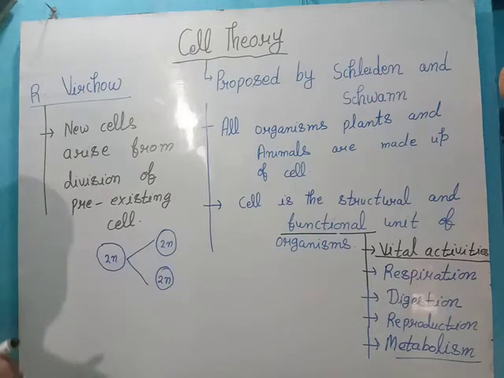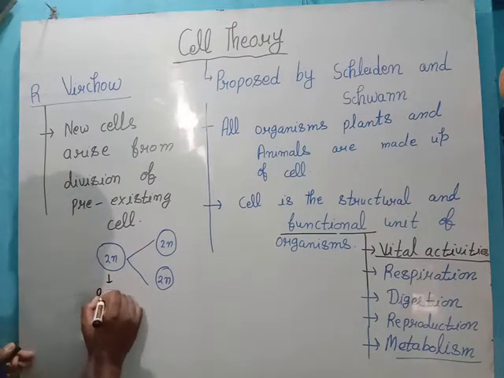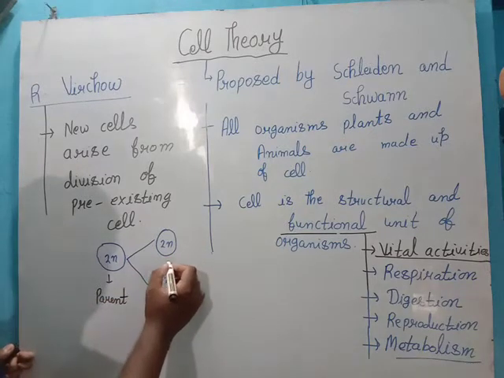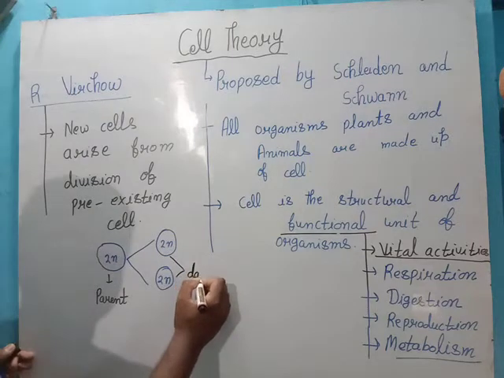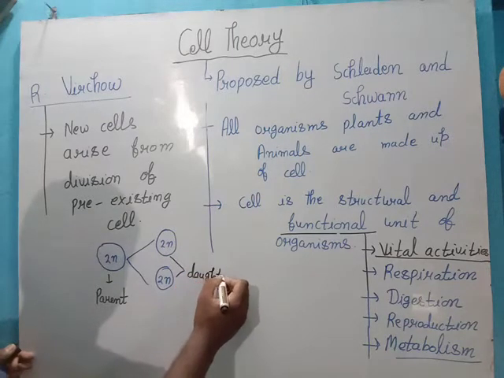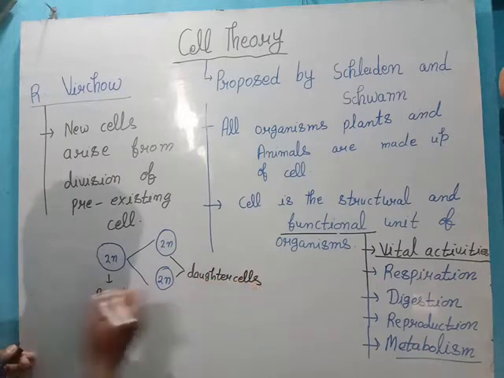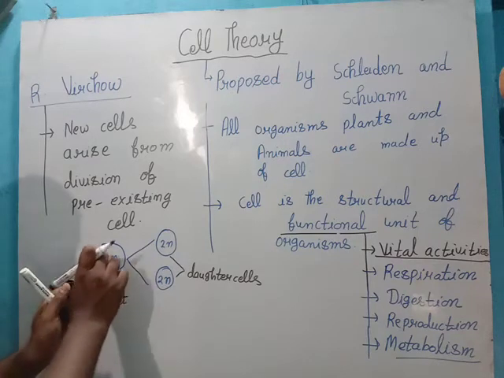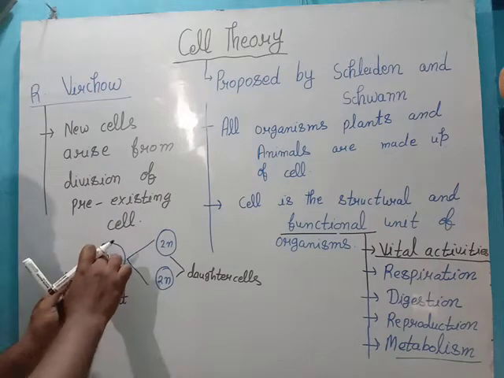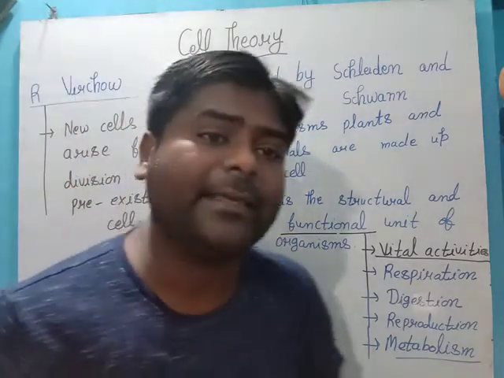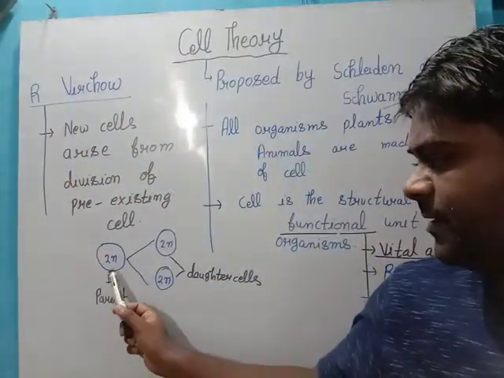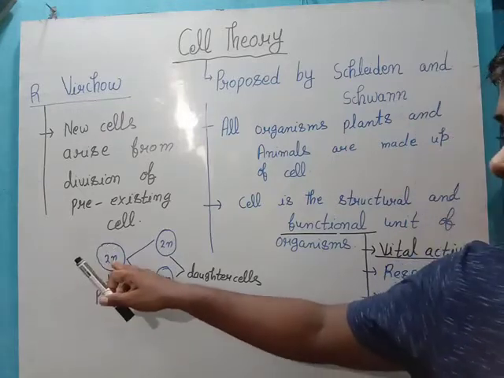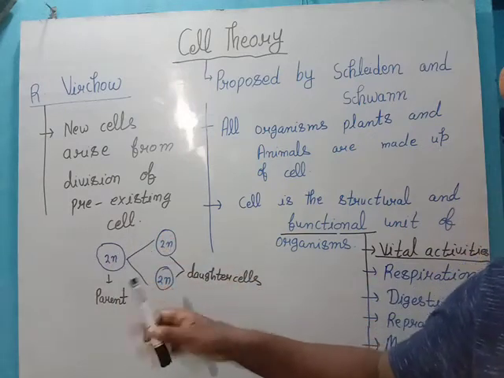These are the new cells. If we write here parent, and these two are daughter cells, we will have daughter cells. These are the new cells. From where did they come? They came from the division of pre-existing cells. This cell was present already. That is the meaning of pre-existing. We know that this cell is already present. It divides and forms two new cells.